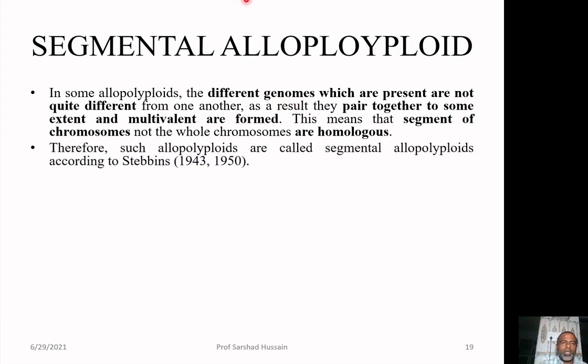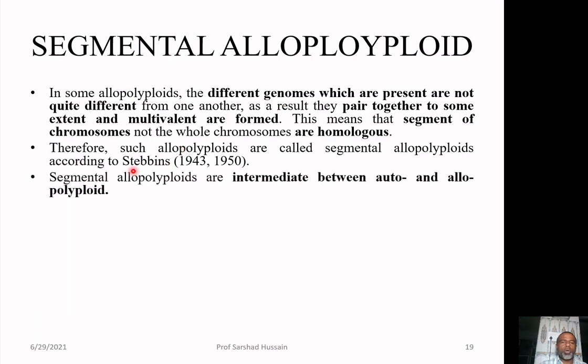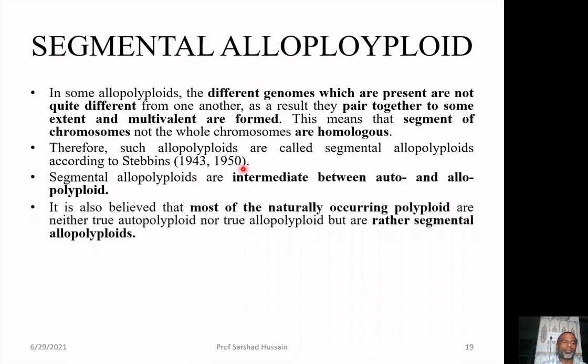They were called so by Stebbins in 1943 and 1950. So, segmental allopolyploids are basically intermediate between autopolyploid and allopolyploid. Allopolyploids are those individuals which have totally different sets of chromosomes, they do not have any sort of resemblance with them, whereas autopolyploids will have 100% resemblance, because the segmental will have only segments of the chromosomes resembling. So, you can say they are intermediate between the two.